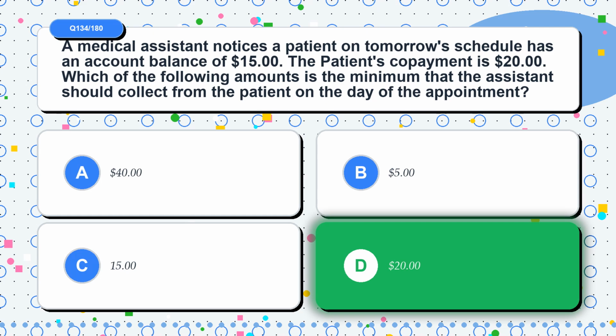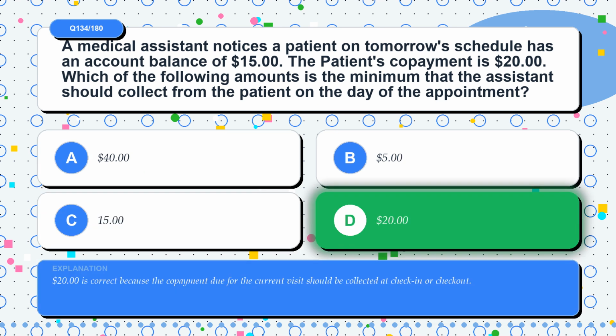The correct answer is option D, $20.00. $20.00 is correct because the copayment due for the current visit should be collected at check-in or check-out.